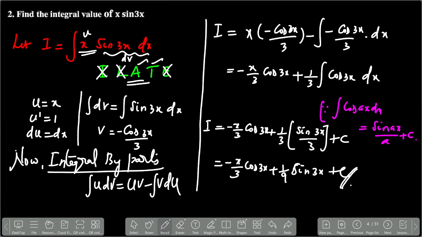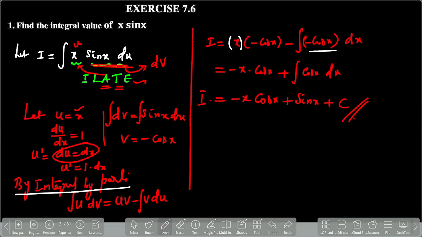Any doubts? So be alert when you are doing this kind of multiplication. You should use the word ILATE. What is ILATE here? ILATE is to compare the given function: is it inverse, algebraic, logarithmic, trigonometric or exponential. Okay? Thank you, students. We will continue next class.